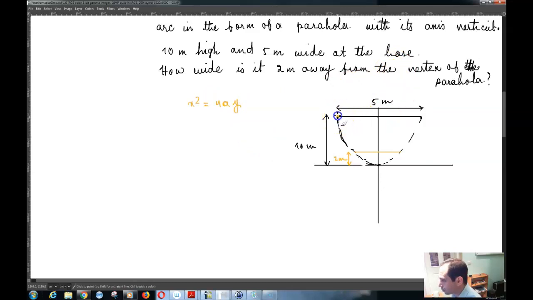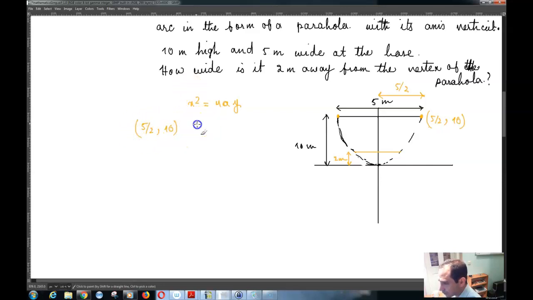Now you see that the parabola, for example, at this point goes through basically, if this is 5 meters, then this distance over here is basically 5 divided by 2, which is 2.5, or I can write 5/2. So the x coordinate of this point would be 5/2, and the y coordinate of that point would be 10. So then this parabola actually goes through this point, meaning that's (5/2, 10).